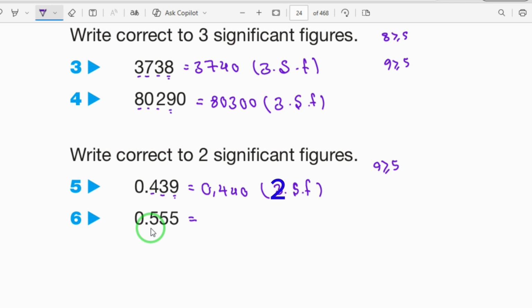Question number 6 as well. We count from left to right, 1, 2, and the third one is 5. 5 is equal to 5, so we round up the second significant figure. 5 becomes 6. It's equal to 0.560. It is corrected to 3 significant figures.